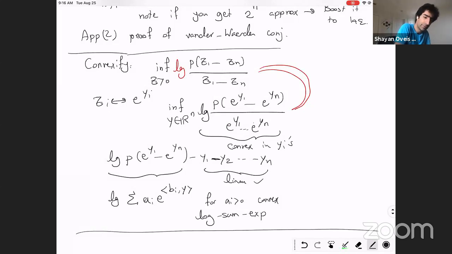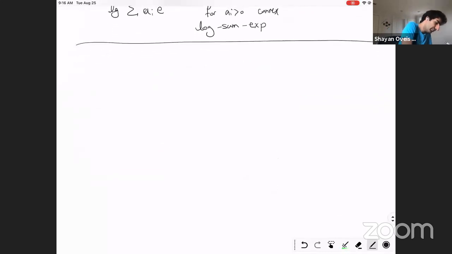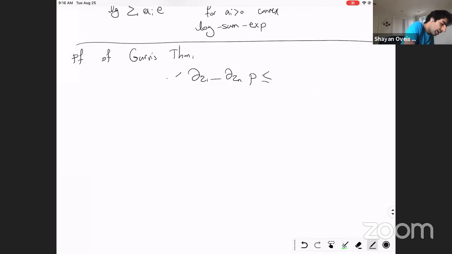Okay, if there's no question, now I go to the proof of Gurvits's theorem. If you have forgotten it, let me rewrite it again. I want to look at partial z1 up to partial zn of P, and I want to say this is less than the infimum of P over z1 up to zn, times e to the minus n, of the infimum of P over z1 up to zn.